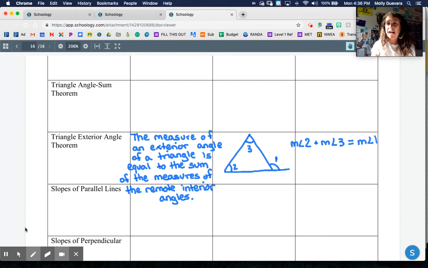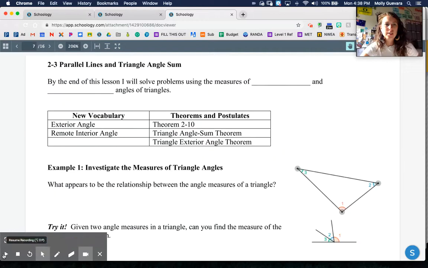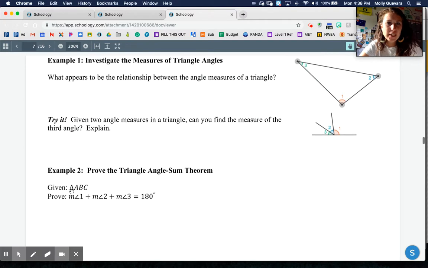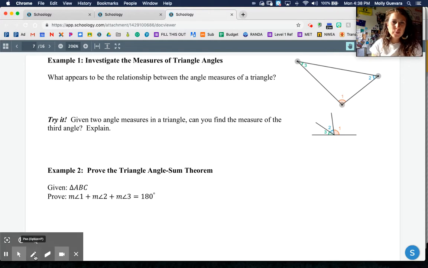So let's go back to section 2.3 and we can take notes. We're going to look at example 1 here, and this is just kind of a reminder. It says, what appears to be the relationship between the angle measures of a triangle? So right here, angle 1 and angle 1 are the same, okay? So these two images are related to each other. Angle 2 and angle 2 are the same, and angle 3 and angle 3 are the same.